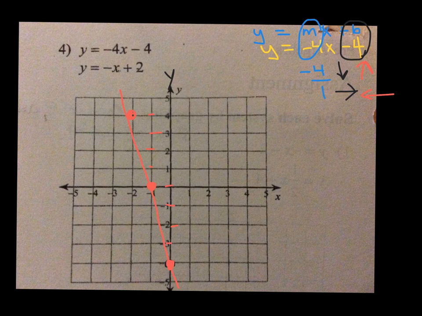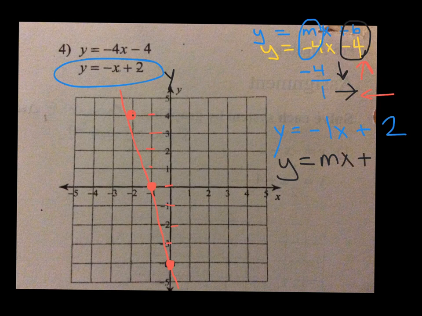For that second line, which is y equals negative x plus 2, I'm going to go ahead and write that on the side. Remember, if there's nothing in front of the x, that's the same thing as 1. y equals mx plus b is how it's written. And our y-intercept is at positive 2. So we're going to start our second line at positive 2.